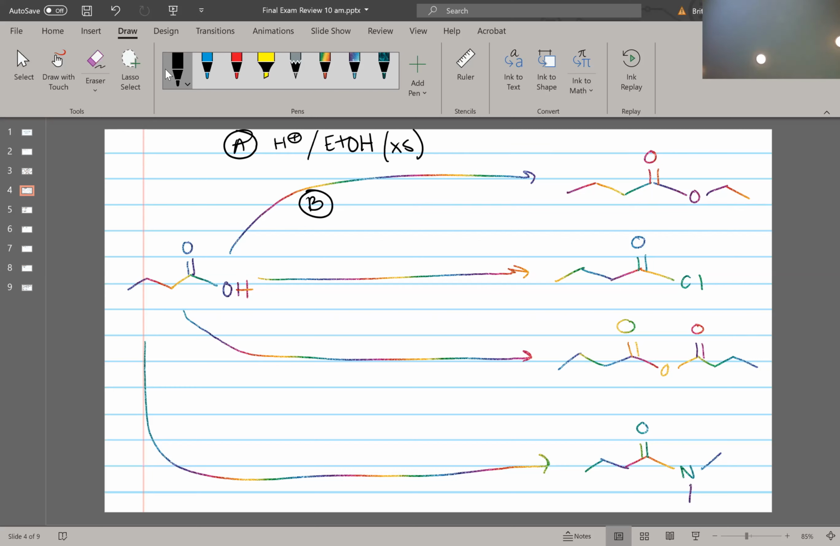Let's look at the next line. Carboxylic acid to acyl chloride. What's the only way that we know to do that? What's the name of the reagent? Thionyl chloride? Yeah.